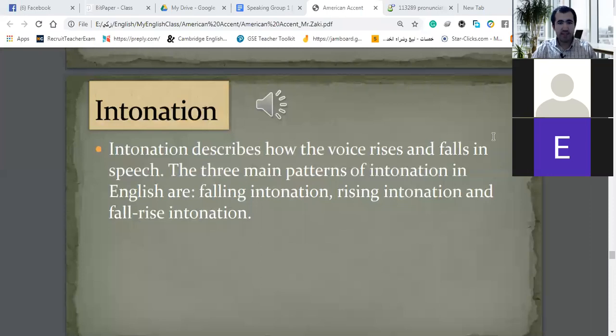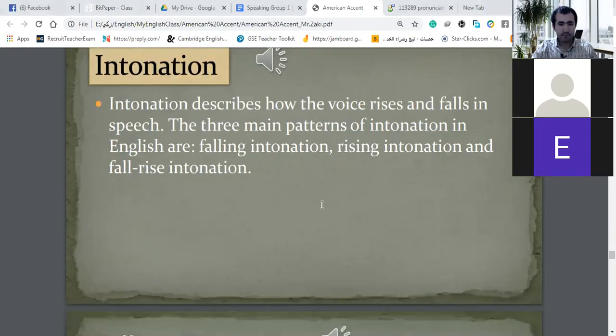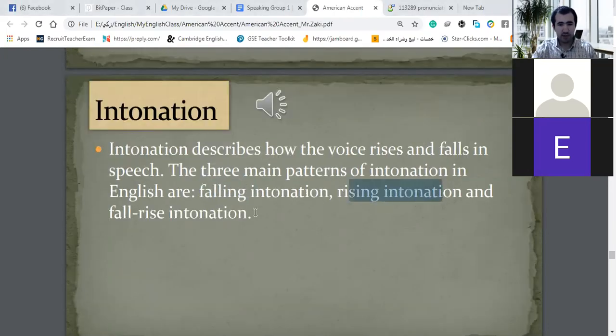So briefly, I'm going to give you the types of intonation. Hopefully, it will help you to refresh your memory. So, what is intonation? Intonation describes how the voice rises and falls in speech. The three main patterns of intonation in English are falling intonation, rising intonation, and rising and falling, fall and rise, like a wave. These are the three types of intonation.